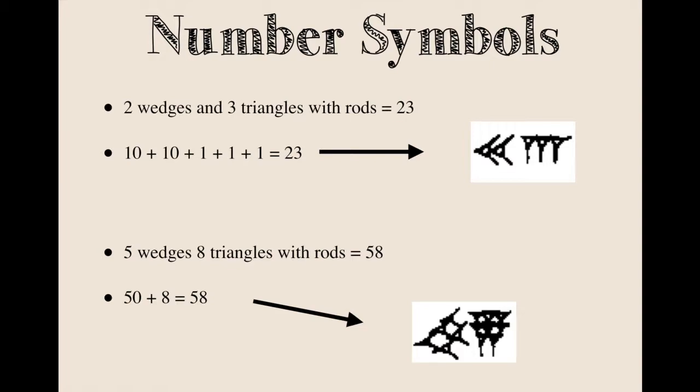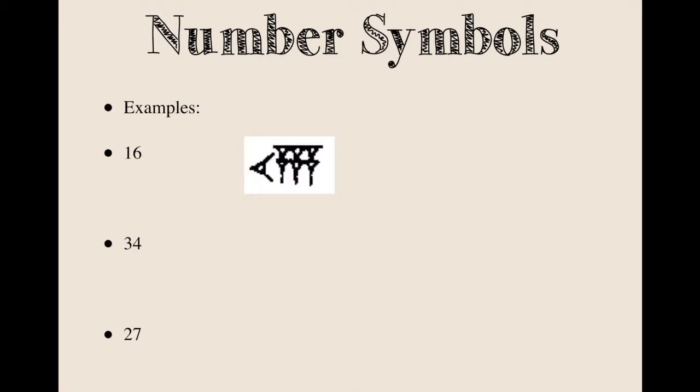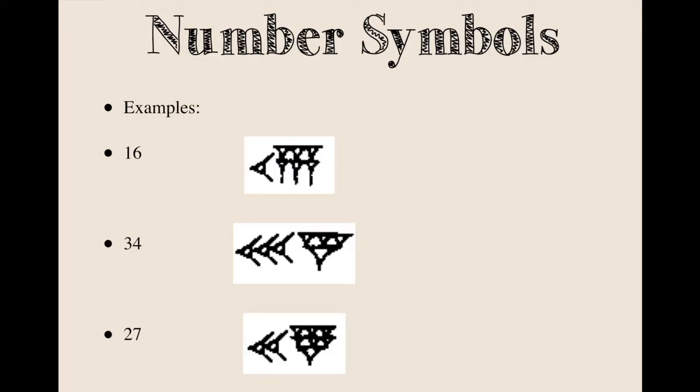Now here are some more examples of Babylonian numbers. Here is 16 with 1 wedge and 6 triangles with rods. Now here's 34 with 3 wedges and 4 triangles with rods. And lastly, here is 27 with 2 wedges and 7 triangles with rods.